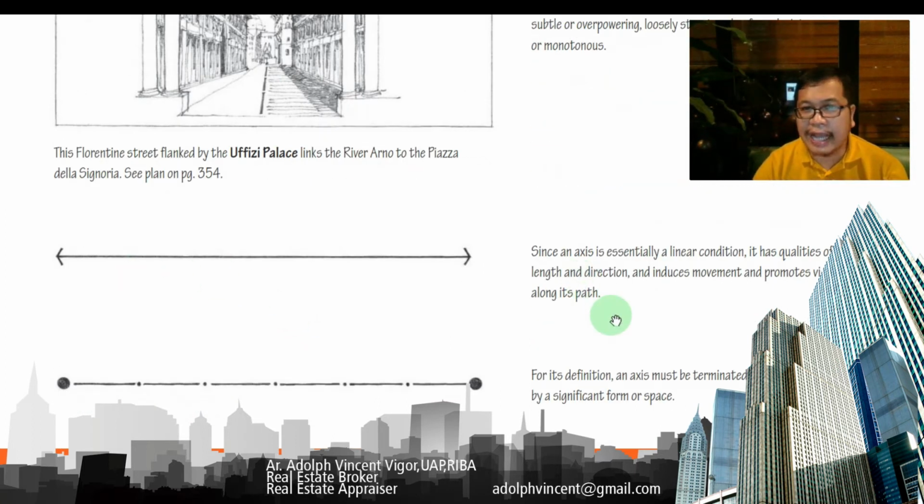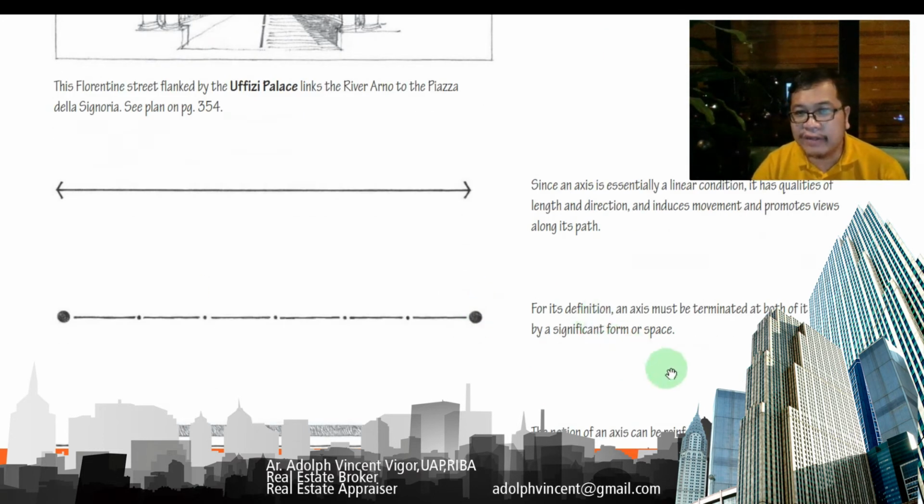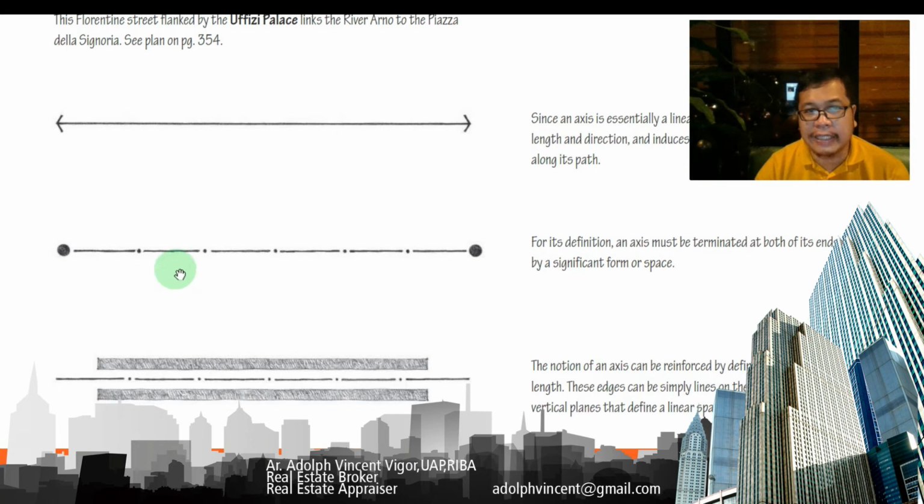Okay? Since an axis is essentially a linear condition, it has qualities of length and direction, and induces movement and promotes views along its path. So if you're moving through an axis, it is best that you also have views as you move through the space. Then for its definition, an axis must be terminated at both of its ends by a significant form or space. So at both of the ends, it should be terminated.